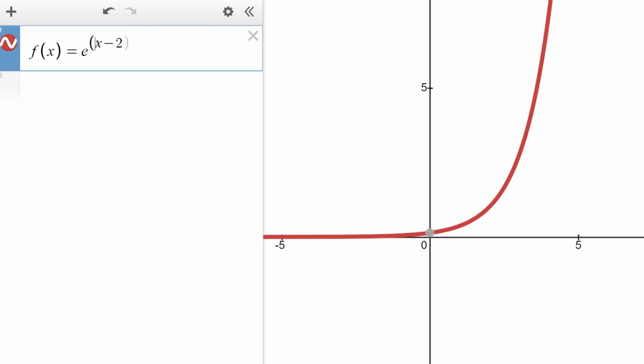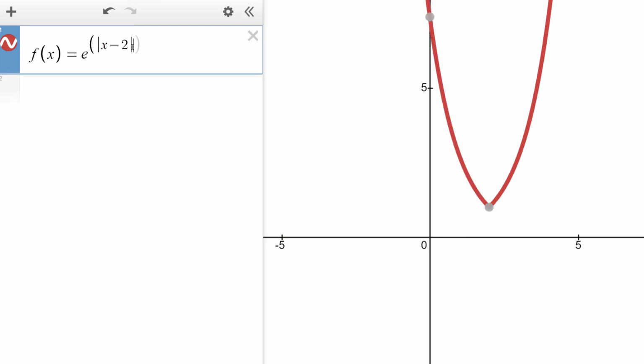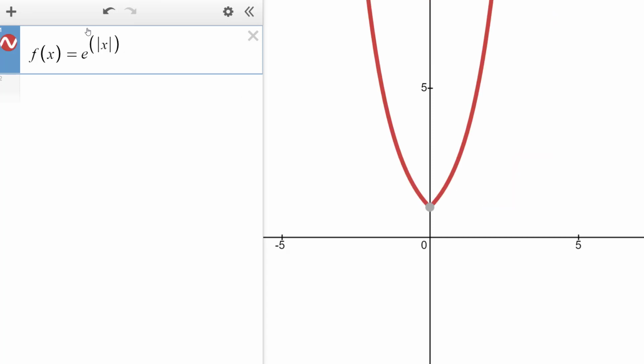If I put that in absolute values, notice what it does. It reflects about what we would consider to be its anchor point. Why do I know that's its anchor point? Well, let's take a look at e to the x itself. Let me get rid of the absolute values.